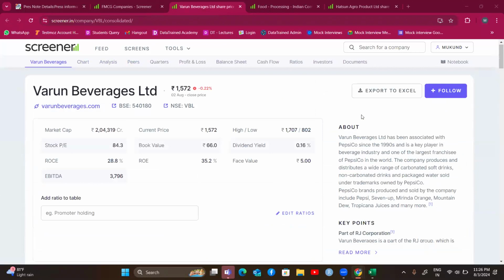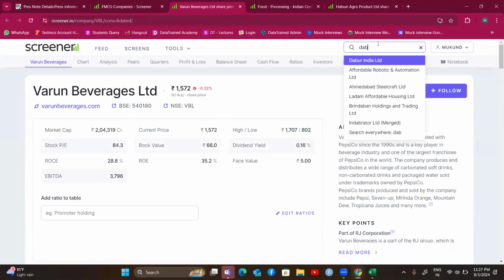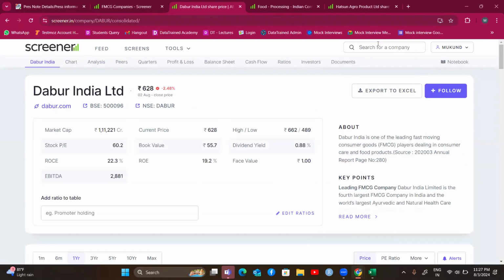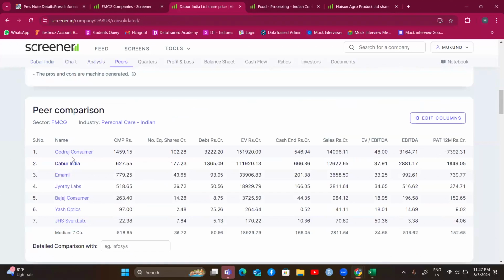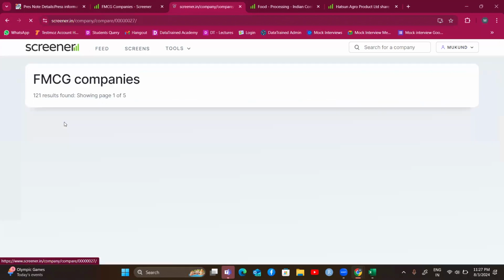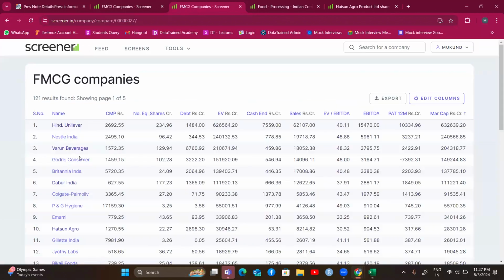United Spirits, I guess they give alcoholic beverages and not the common ones. So let's go for a common company. Let's go for Dabur. Core FMCG companies: Godrej Consumer, Emami, Jyothy Labs, Bajaj Consumer. I don't know why Yash Optics is present over here. Personal care FMCG: Hindustan Unilever, Nestle. Varun Beverages can be part of the FMCG. Godrej, Britannia, Dabur, Colgate-Palmolive. So yeah, let's go with Dabur.